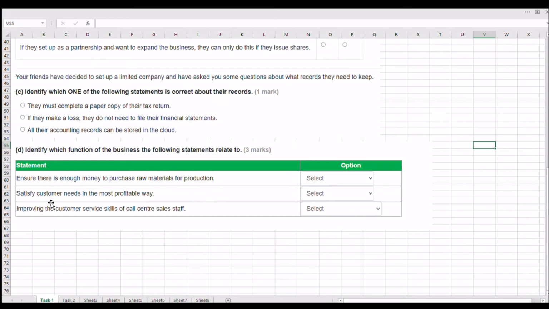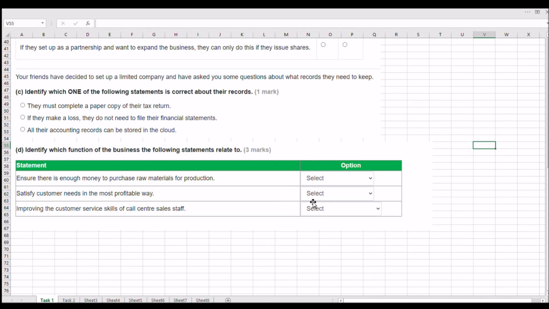Satisfy customers' needs in the most profitable way. The people who deal with the customers are sales, and they will be trying to make profit. So that's going to be the sales and marketing team, satisfying the customer's need in the most profitable way. Improving customer service skills. These people are going to improve the skills, so they're going to do training, and HR does the training.